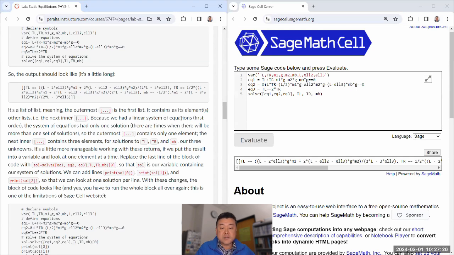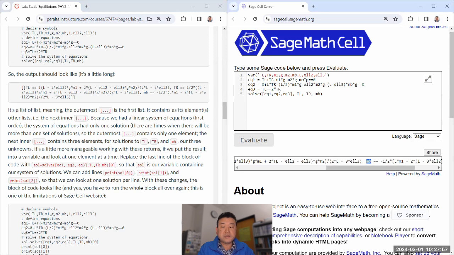Because we had a linear system of equations, that is first order, no squares, no cubes, no fourth power, the system of equations had only one solution. There are times when there will be more than one set of solutions, like if you are using SageMath to solve a quadratic equation. So the outermost list contains only one element. The next inner contains three elements for solutions to TL, TR, and MB.